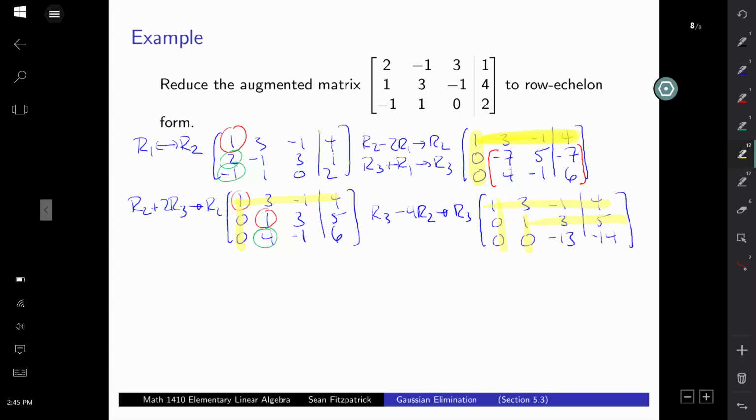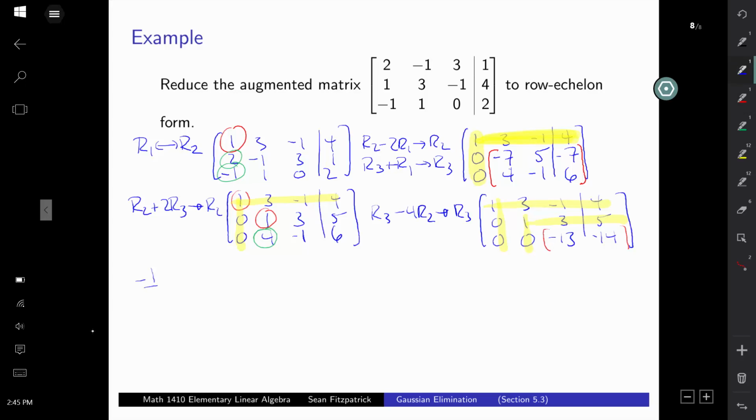So now I kind of hive things off like this, and I'm just left with a 1 by 1 system. There's only one thing left to do at this point. There's only one thing really that I can do. I got to divide by -13. Create my last leading one. I've got no other choice here.